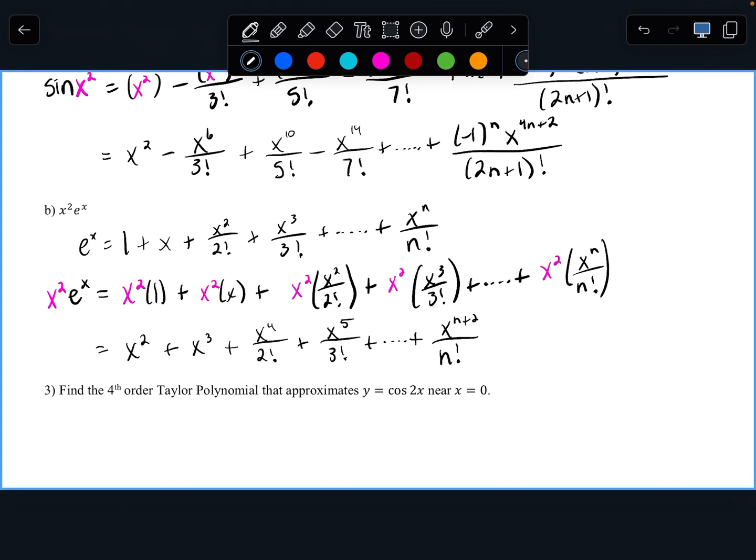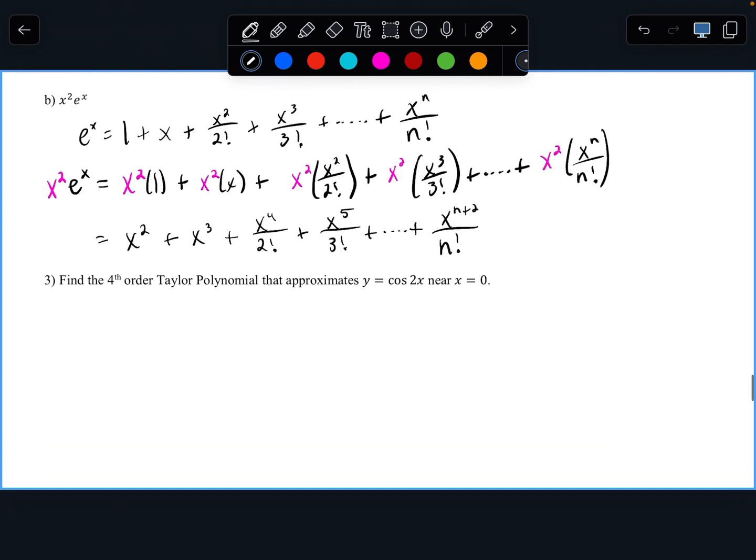Yeah. Do you have to show that second line, or can you just... You could just go straight, yeah. Yep.